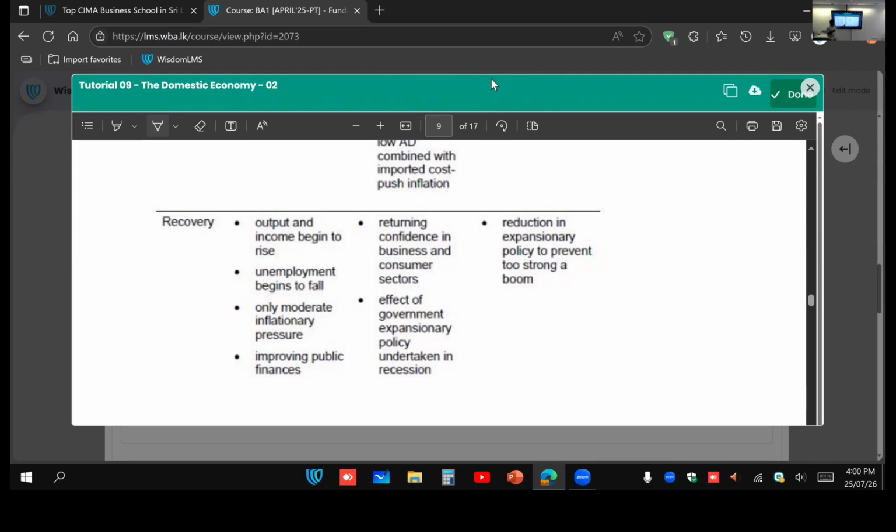The effect of government expansionary policy, so putting down money, all these things. Then a reduction in expansionary policy to prevent a too strong boom. At this recovery period, you can't expect to have this overnight, or in a month. This should be a gradual process. So further expansionary policies like dumping more and more money is not good. That should be controlled. Okay.